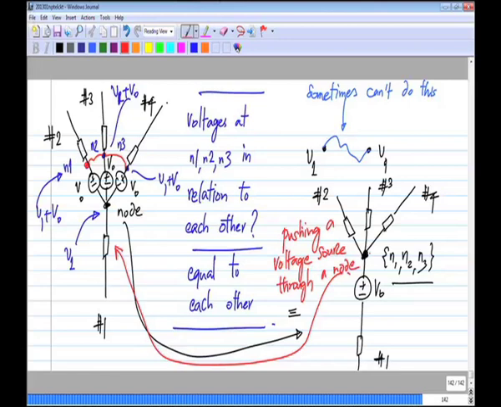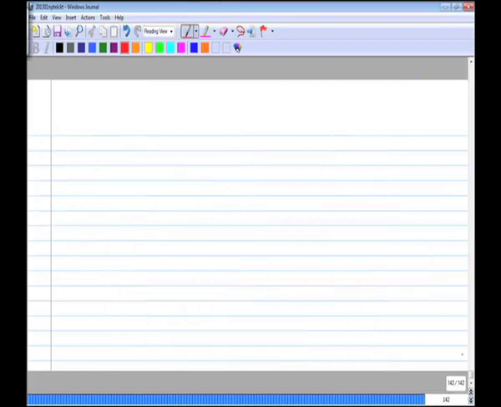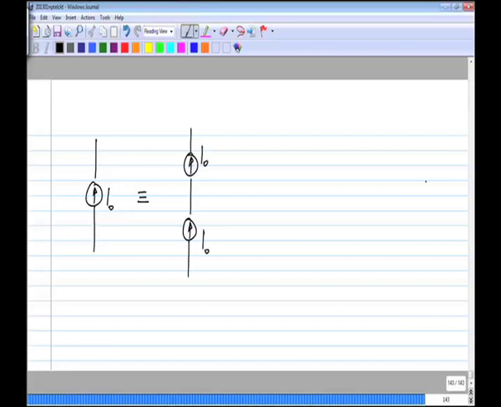So this is about voltage sources, and similarly for current sources there is something. Now let's say you have a current source I naught in a circuit. And it's exactly the same as having two current sources in series of identical value. So this by definition is exactly equal to that one.